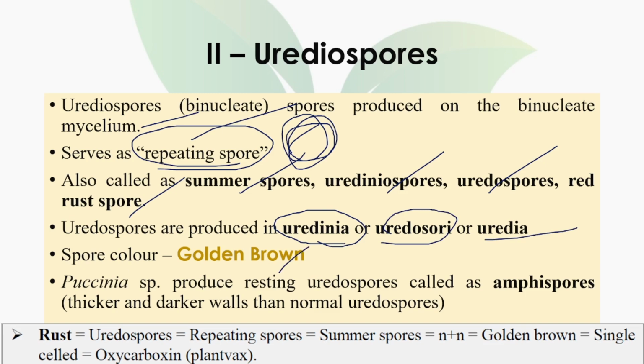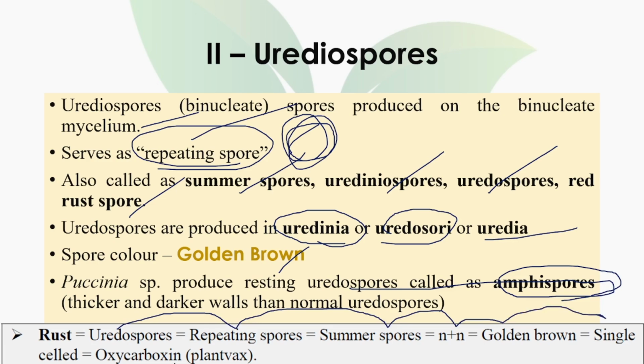Puccinia producing uredospores are called amphispores. If the Puccinia producing uredospores are amphispores, they are actually thicker and darker. They were normally uredospores only. So here uredospores, otherwise called repeating spores, otherwise called summer spores. The nuclear condition is N+N. They are golden brown in color.